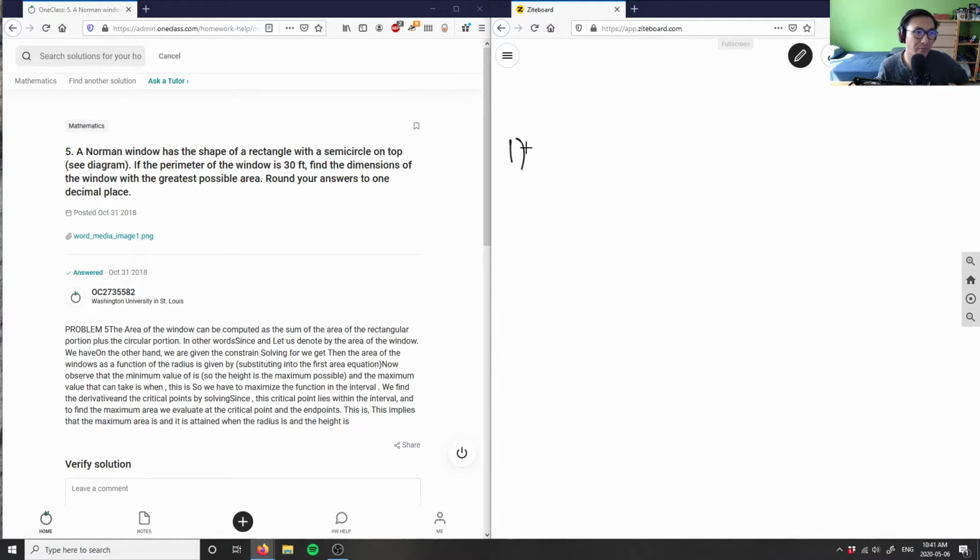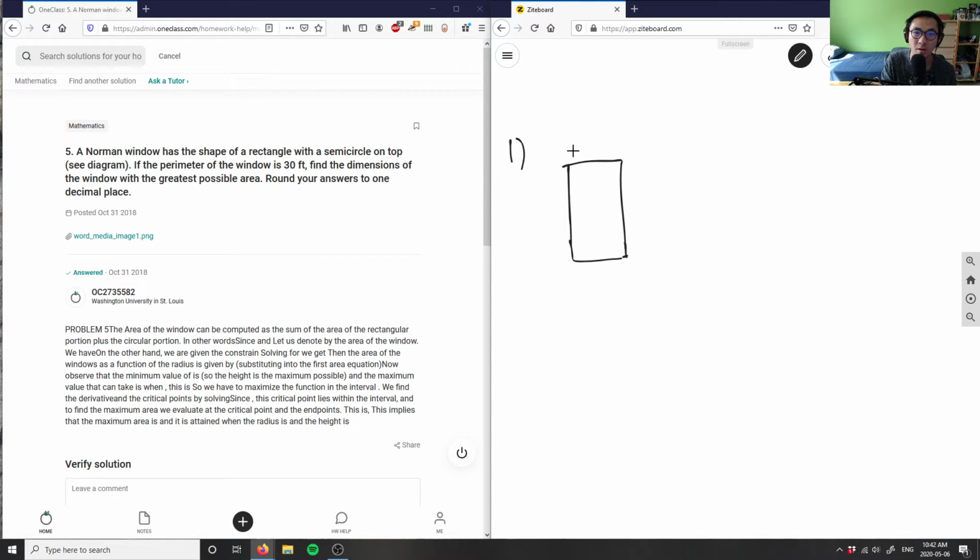So again, what we have here is an optimization question in calculus. And it's asking us, a Norman window has a shape of a rectangle with a semicircle on top. Let me see the diagram, and I know how to draw the diagram this time here. If the perimeter of the window is 30 feet, find the dimensions of the window with the greatest possible area. Round your answers to 1 decimal place.